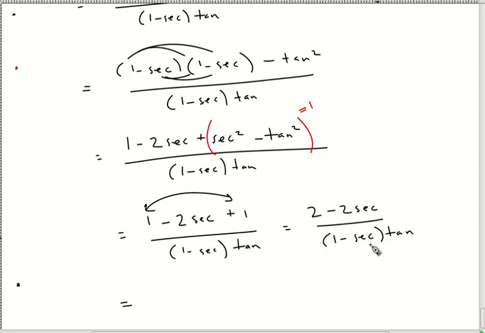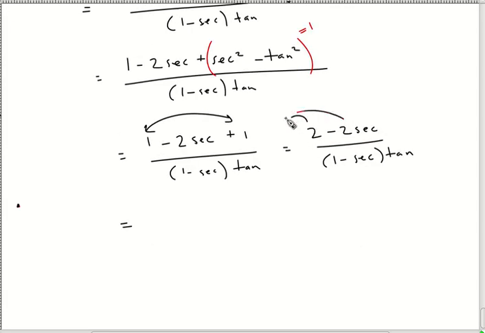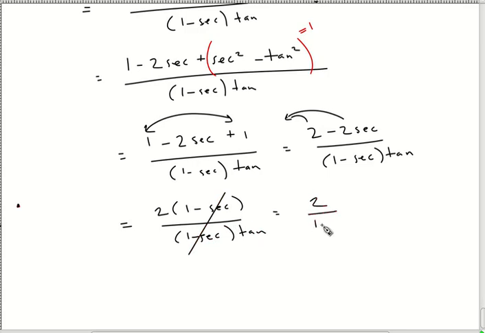So now that I did that, I'm going to factor out the 2 to the front, leaving a 1 minus secant. And look, we have a 1 minus secant in the bottom too. Now we can finally cancel. 2 over tangent, 1 over tangent or whatever is cotangent. So now 2 over tangent is 2 cotangent. And there we go, verified.